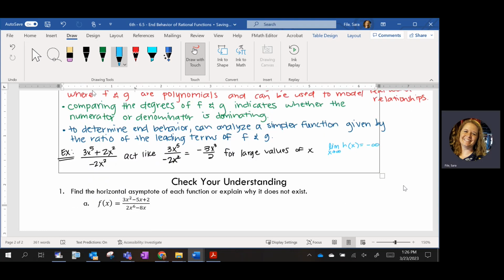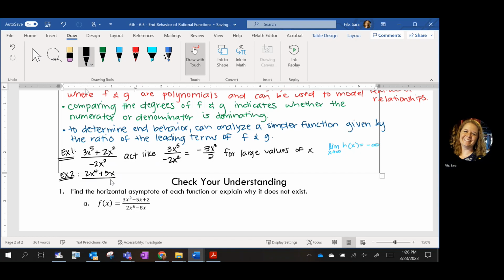Okay, we're going to do one more example. Example 1. What will happen if I have 2x to the 4th plus 5x over x to the 4th minus 1?